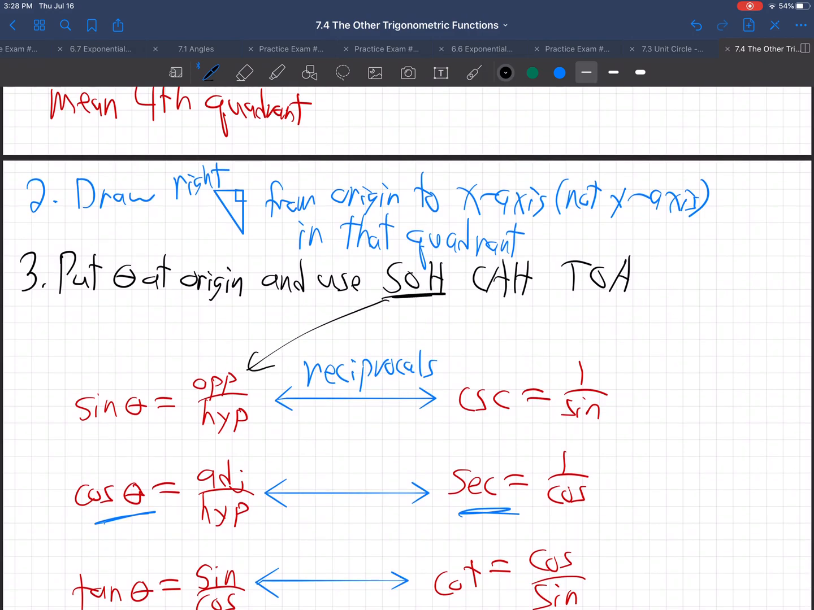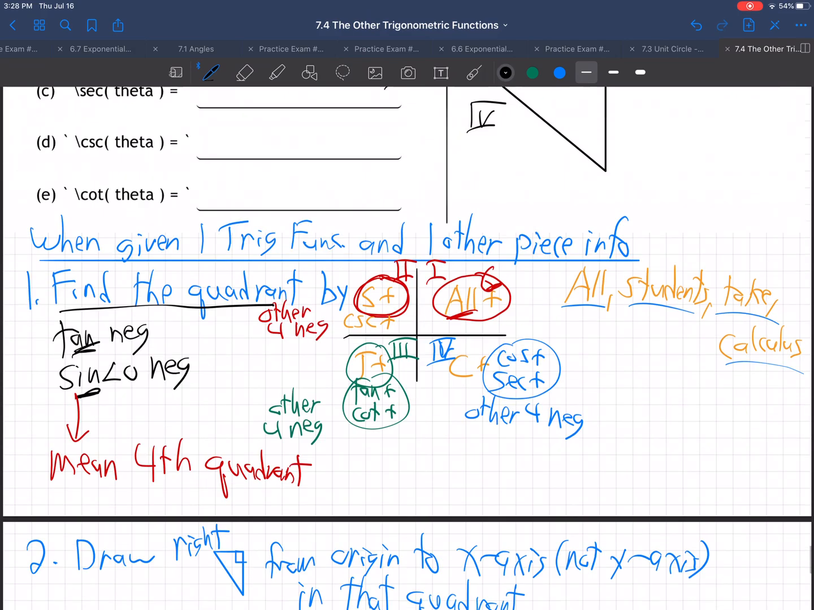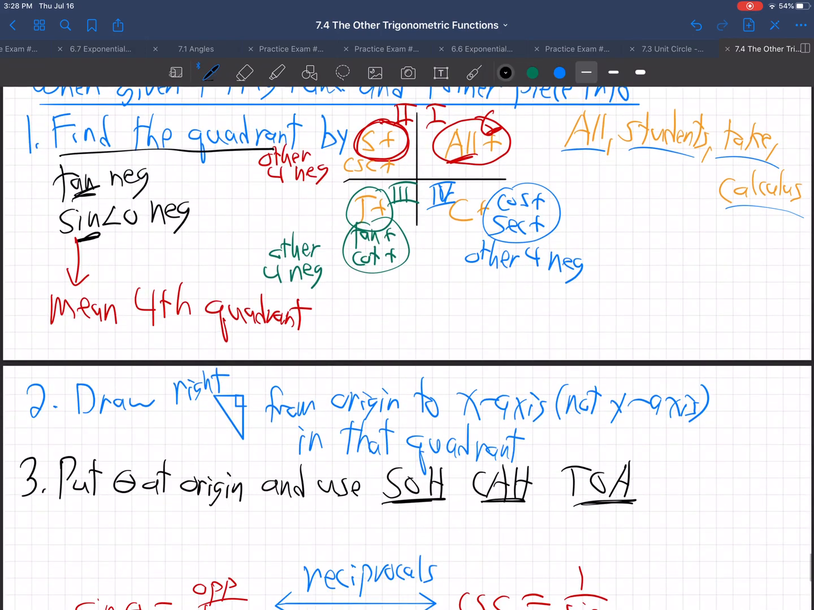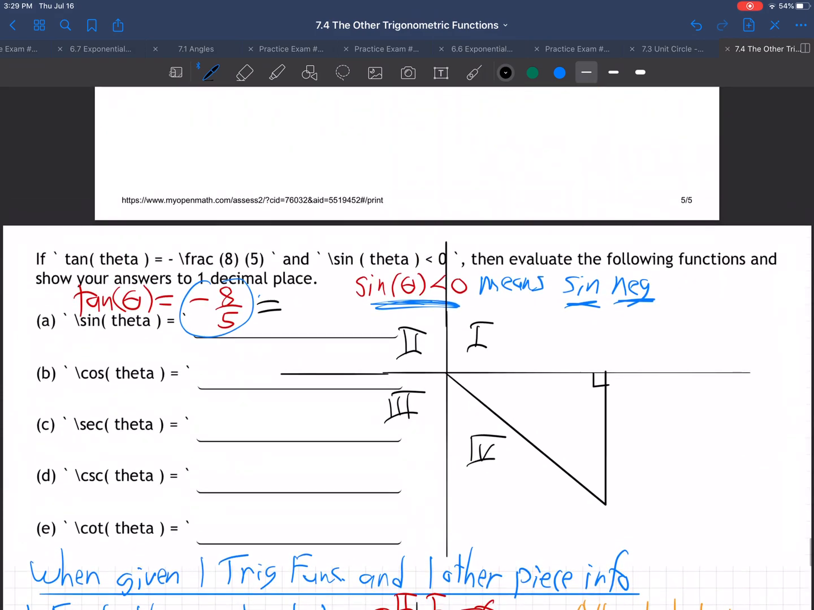Sine is opposite over hypotenuse, cosine is adjacent over hypotenuse, tangent is sine over cosine, which is opposite over adjacent. So use those definitions for sine, cosine, and tangent. They gave me tangent right here in the beginning. So what is tangent? Opposite over adjacent. So the 8 is the opposite and the 5 is the adjacent, because tangent is opposite over adjacent.